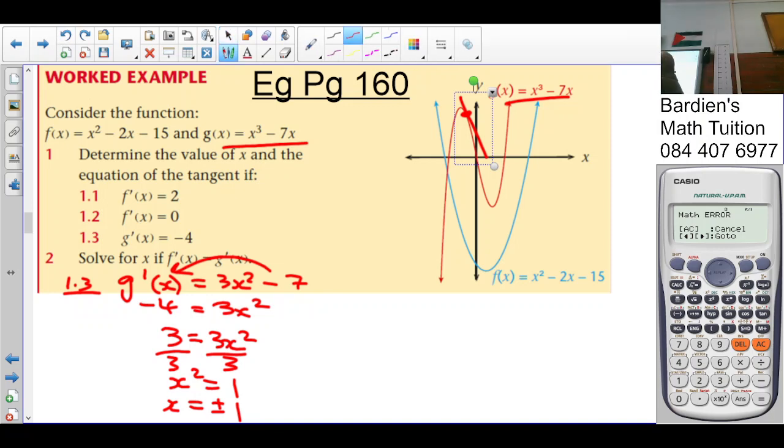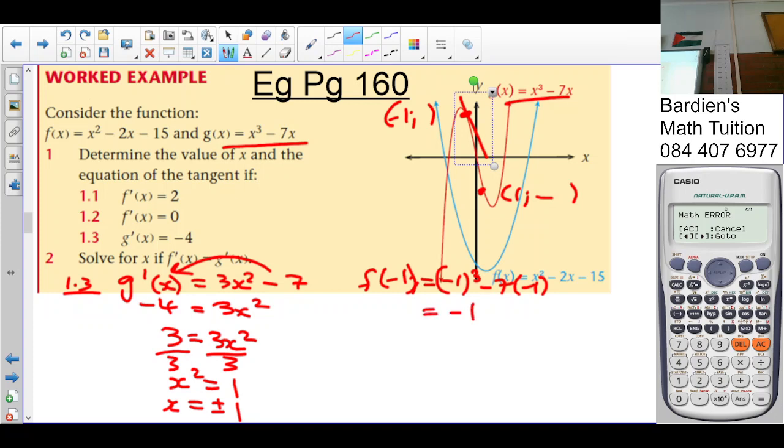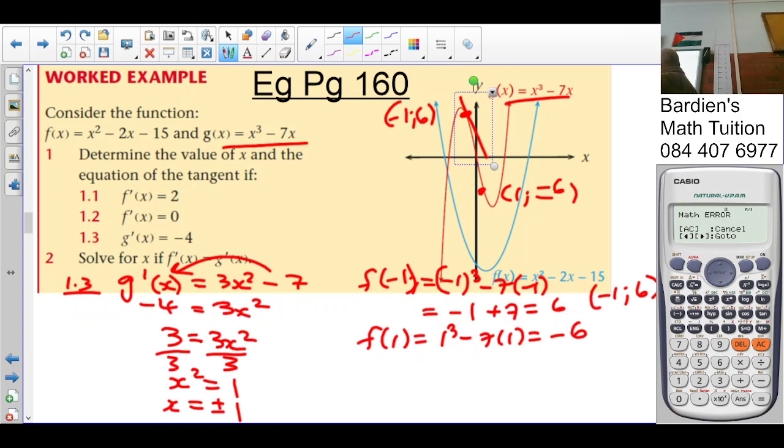Now coming back to the equation of this tangent, we need the point of contact here. So we say f of minus 1. Remember, this is x equals negative 1 and some y value, and this is going to be 1 and some y value. How do we get the y value? By substituting 1 into the g of x graph as well as negative 1. That gives negative 1 cubed minus 7 times negative 1, which is negative 1 plus 7, which is 6. So the point of contact is negative 1 and 6. The other one is f of 1, which is 1 cubed minus 7 times 1, which is negative 6. So it's 1 and negative 6.